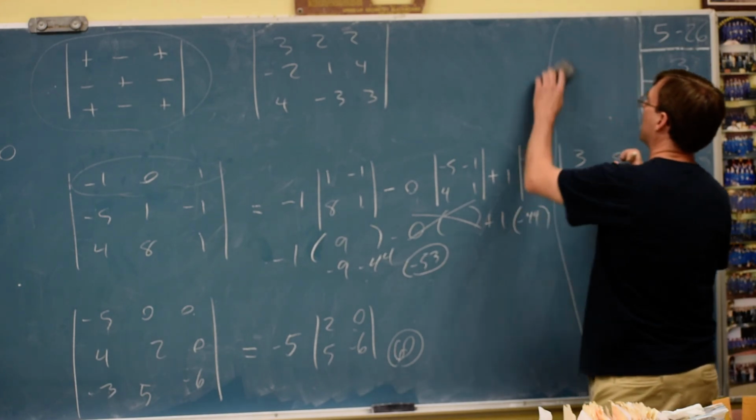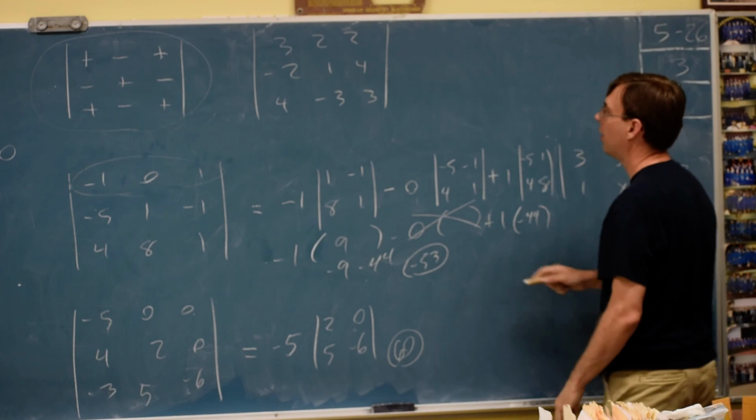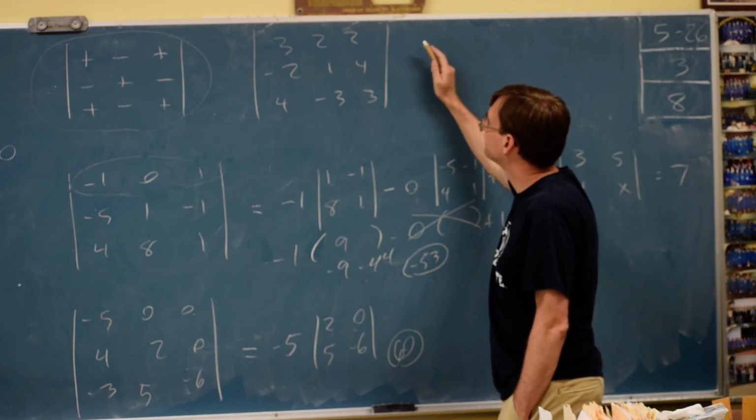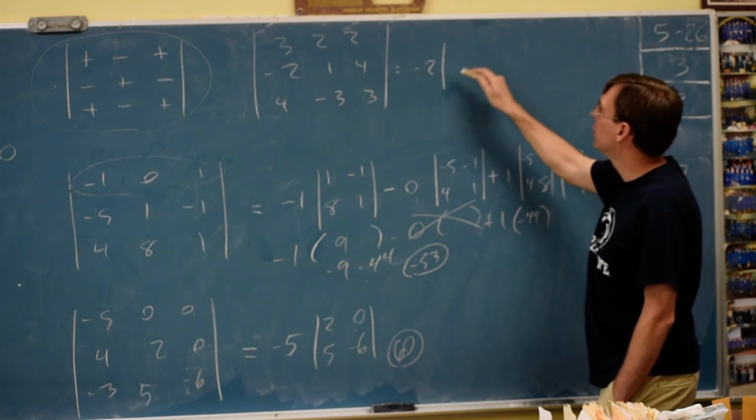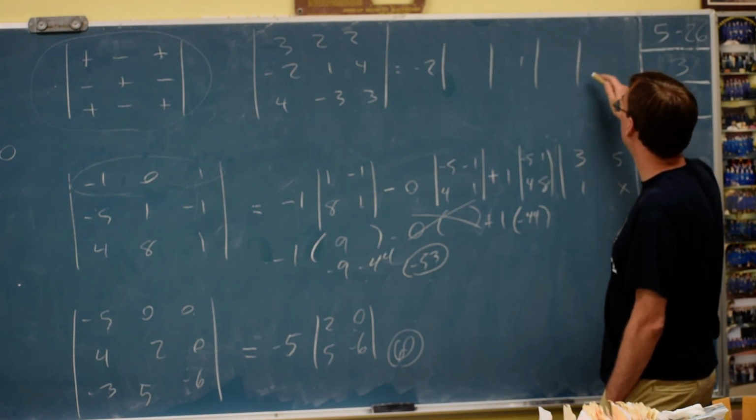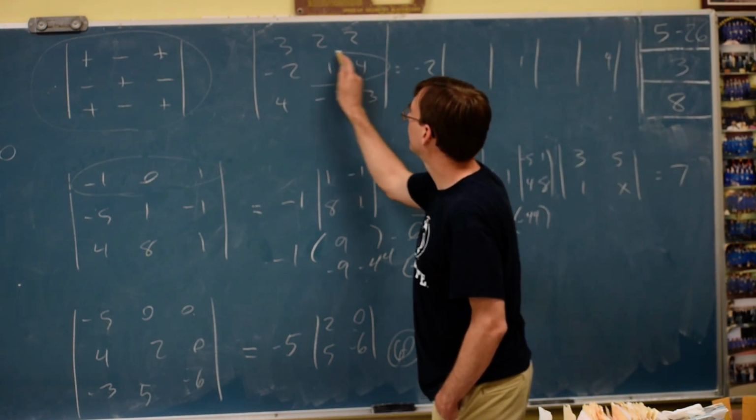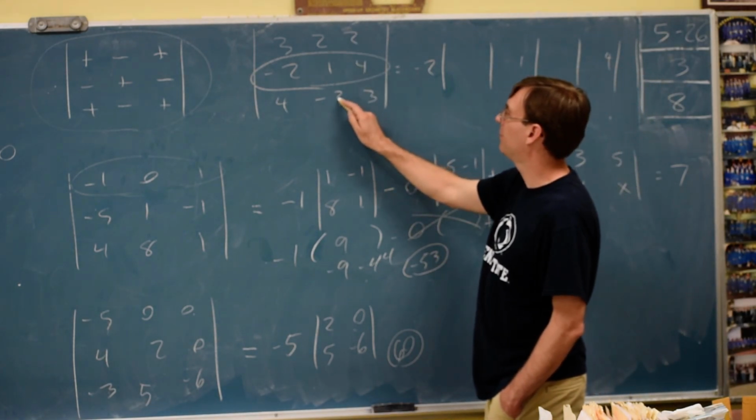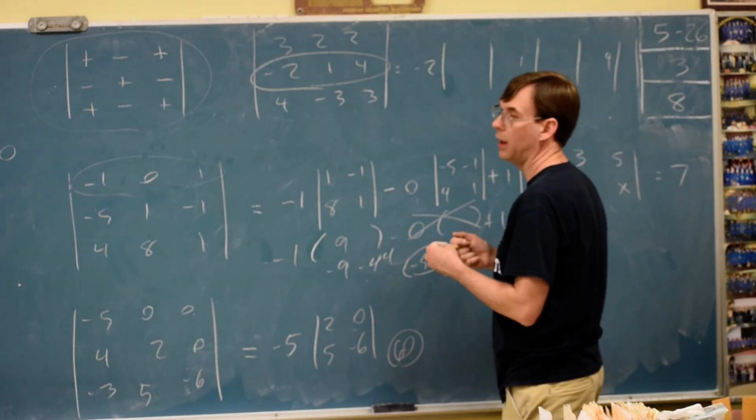-12 times -5 is 60. If I go to do this last one, I don't have any zeros in this, so I'm going to just have to do this the long way. Maybe -2, 1, and 4. I don't know. 2, 1, -3. It's about the same too, but I just need any row or any column. It doesn't matter which one.